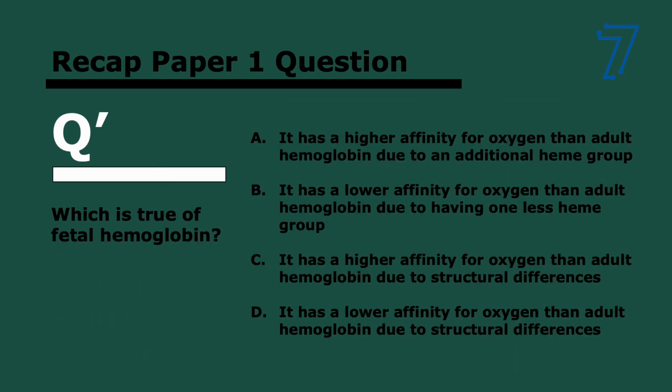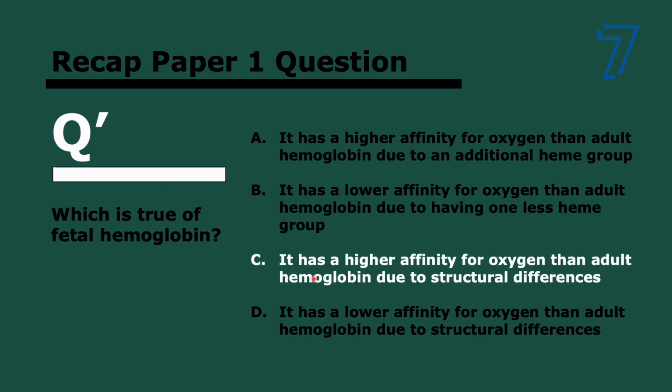Then the next question: which is true of fetal hemoglobin? I'll let you think through this one a little more. Pause now. Again, I'm going to count down to 3. 3, 2, and 1. Okay, it's C. Why? Well, remember, fetal hemoglobin has a higher affinity for oxygen because it needs to basically steal the oxygen from maternal hemoglobin. But it's not due to an additional heme group. It has 4 heme groups, the same as adult hemoglobin, but it has structural differences, so that's why.